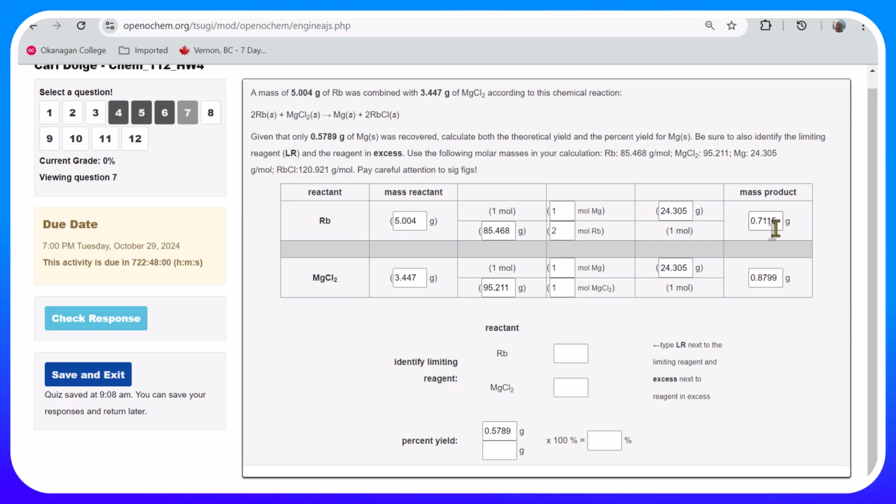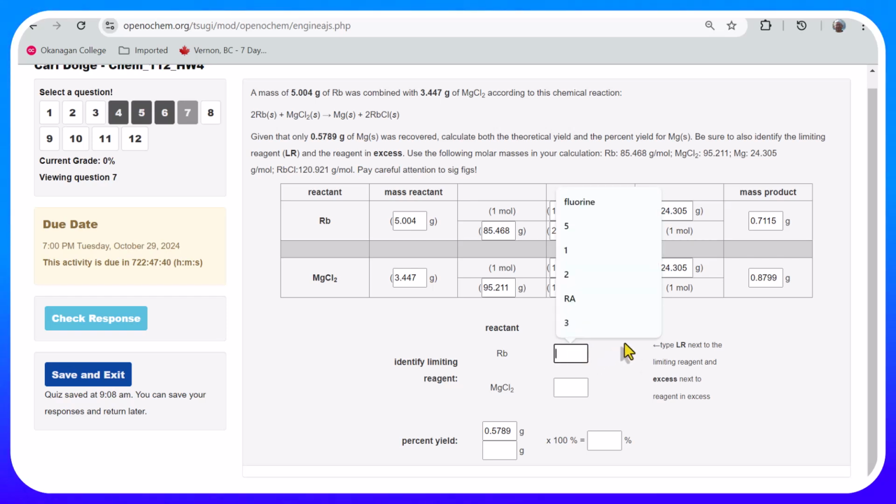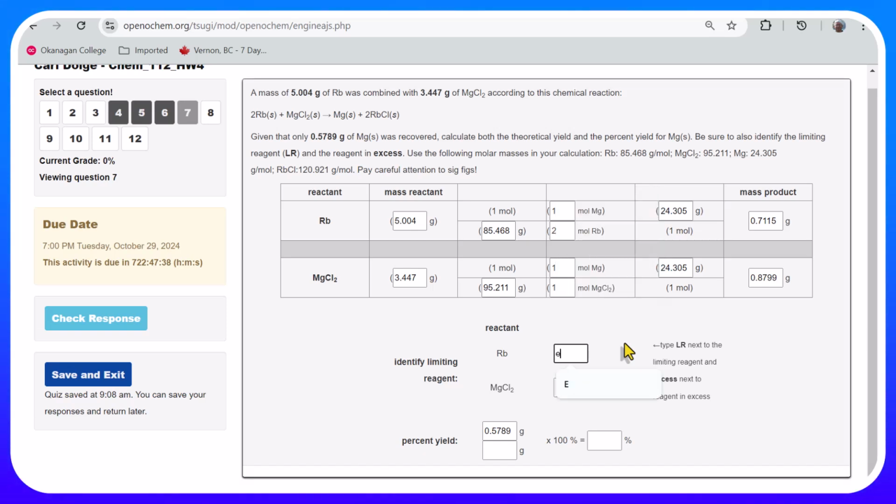So I hope it's pretty clear to you that our rubidium is the limiting reagent. So therefore, we would expect, in terms of a theoretical yield, 0.7115 grams. So down here, we indicate which reagent is limiting and which reagent is in excess. So you simply type in limiting reagent, and then over here, you type in excess. So it's just to make clear which is which.